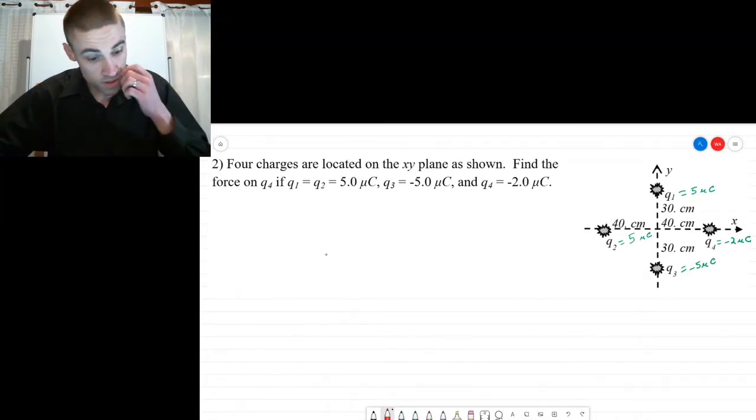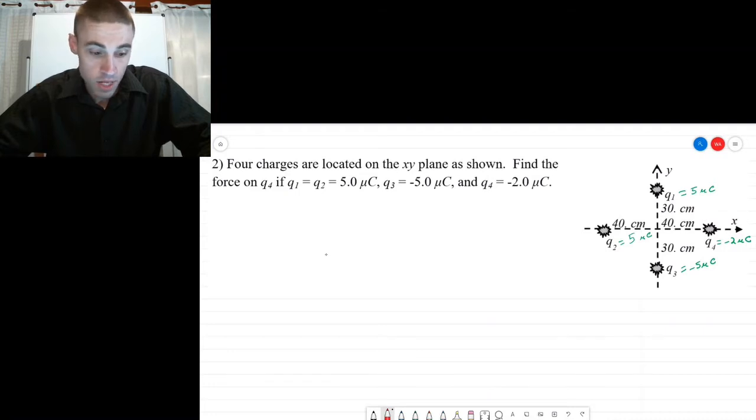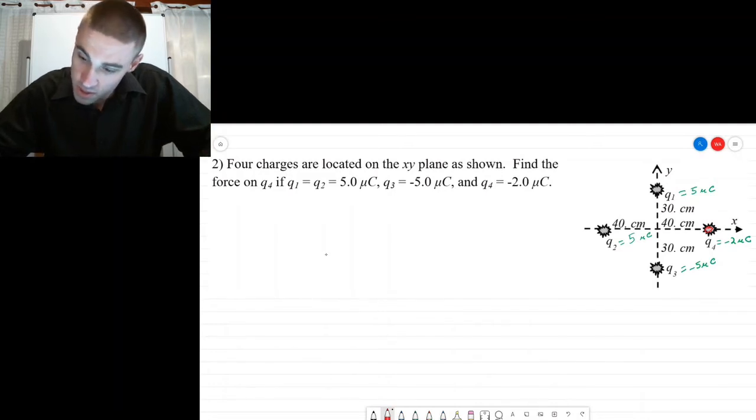Okay, so I here have a system of 4 charges that are located in the xy plane, and we're supposed to find the force on Q4. That's this guy here, and we're given the charges as stated here. So let's first just take a look at what the system of forces on this charge is going to be. So opposites attract, and the same sign charges repel one another. So Q3 and Q4 are going to repel one another. So the force on 4 by 3 will be away from Q3. Q1 is positive though, so that will attract Q4.